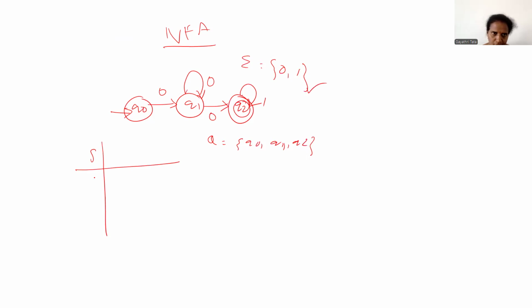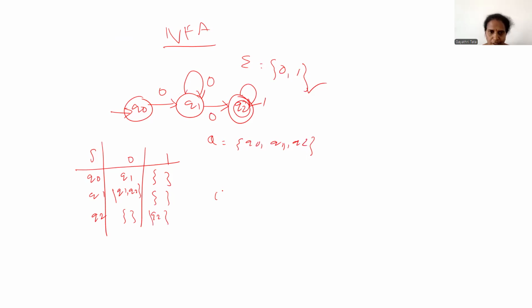So the states are Q naught, Q1, and Q2. And what inputs are we having? 0, 1. See, now Q naught reading 0 is moving to Q1. Q naught reading 1: empty, there is no 1 reading. And Q1 reading 0 is moving to Q1 and Q2 also. What about Q1 reading 1? No. Q2 reading 0: empty. And Q2 reading 1 goes to Q2 only.